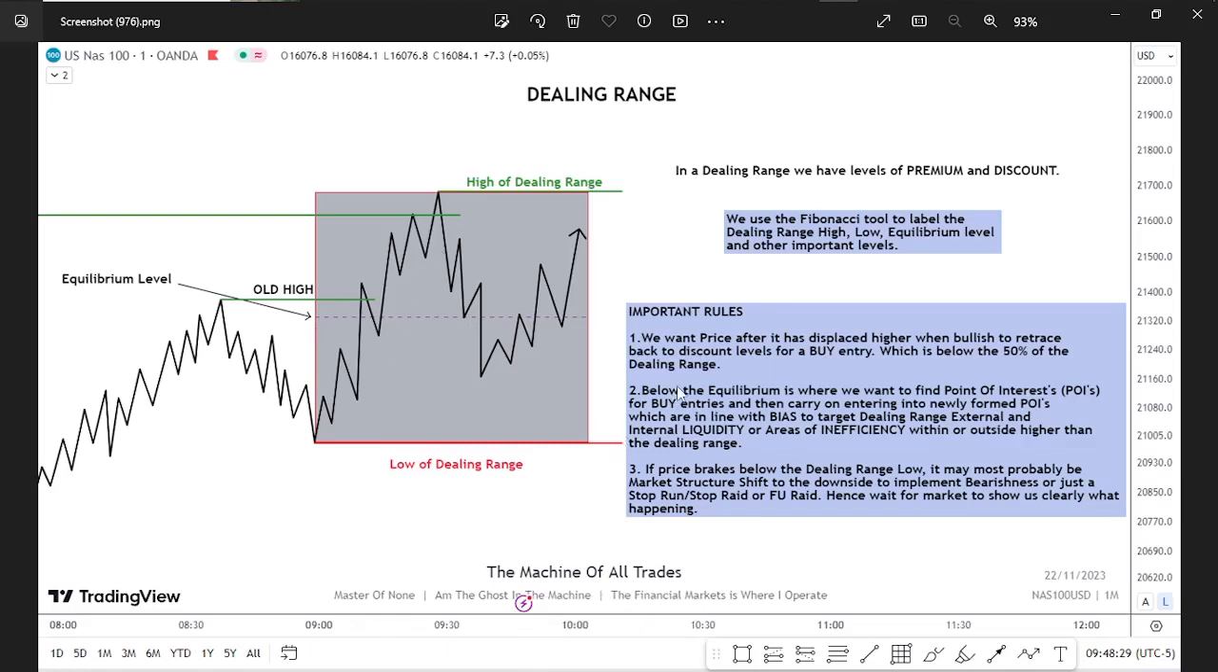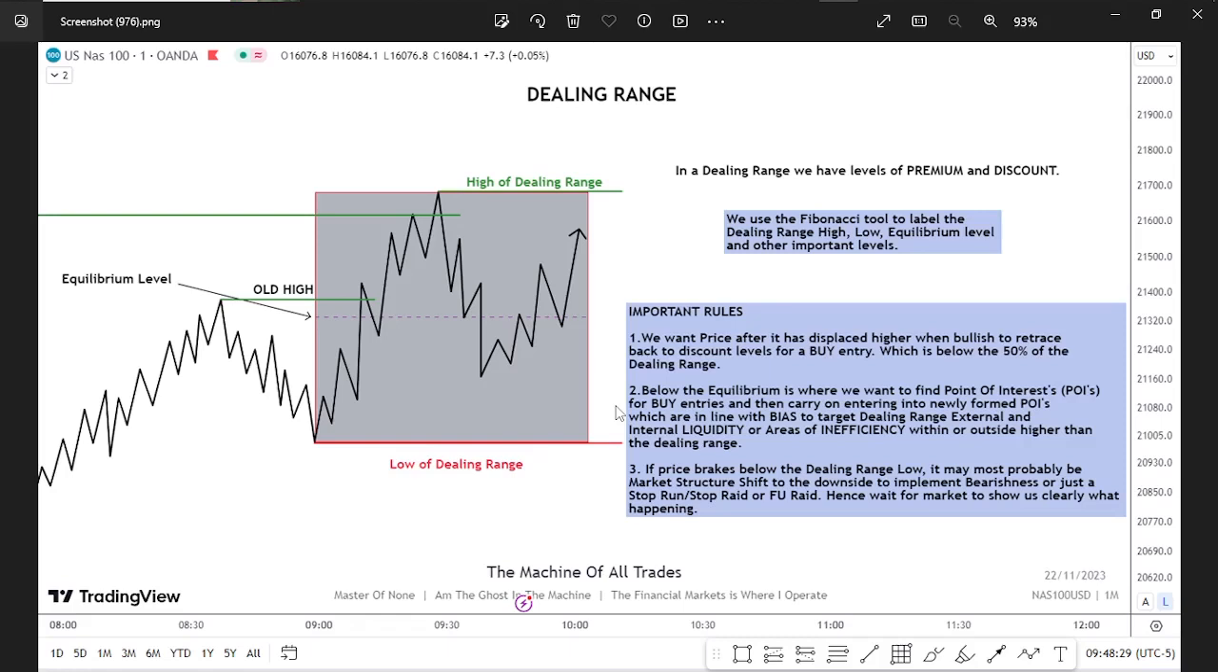Two, I told you about those things which are below the 50% of the dealing range. That's where our discount level is. Below the equilibrium is where we want to find points of interest for buy entries, and then carry on entering into newly formed points of interest, in line with buyers, to target the dealing range external and internal liquidity, or areas of inefficiency within or outside higher than the dealing range.